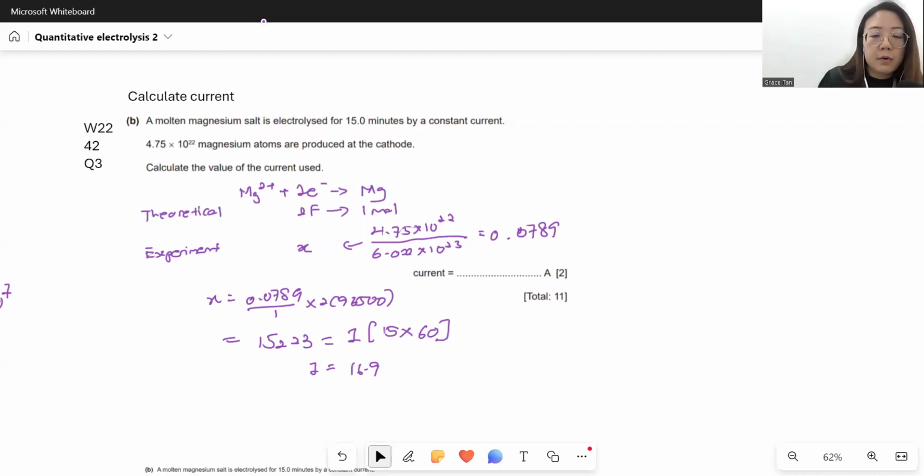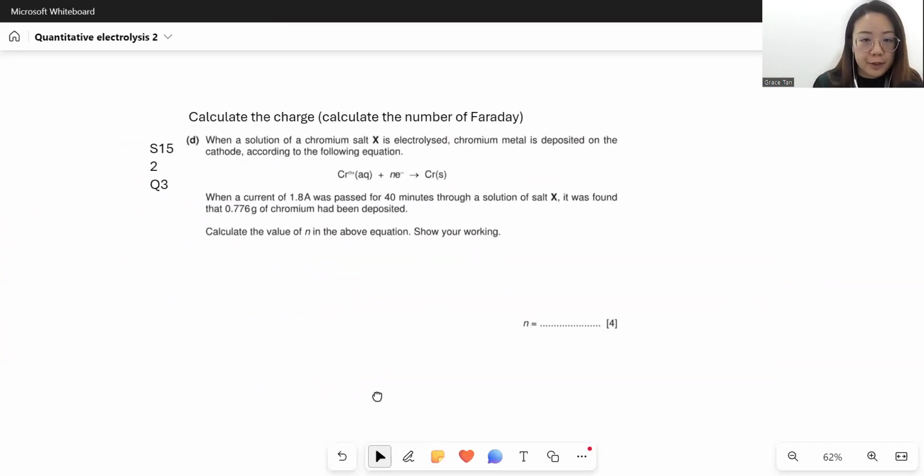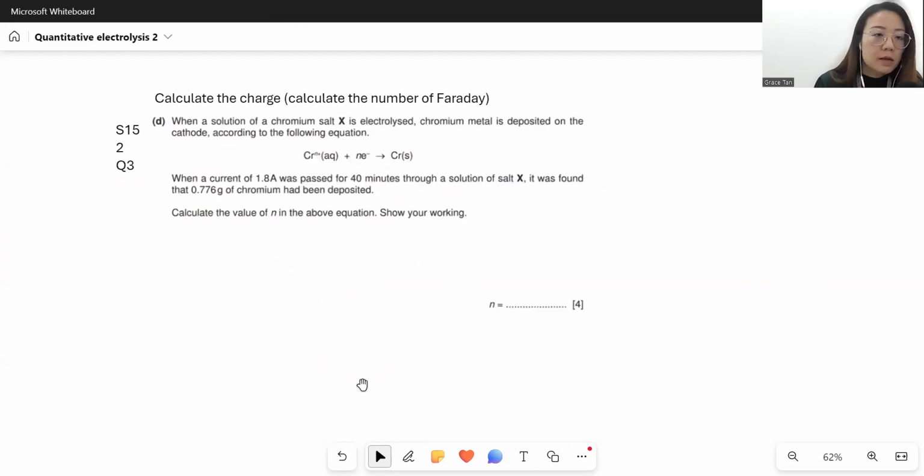All right, 16.9. There you go. Okay, similar, but it's just that instead of asking time, they ask for current. Now let's look at another one, a bit more challenging. This time, calculate the charge.